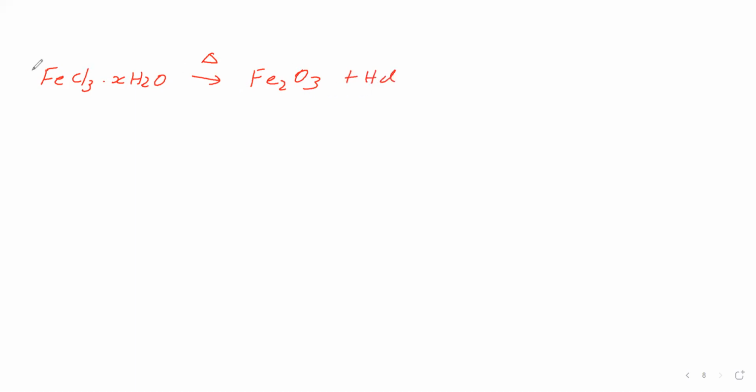Now let us balance. Fe is 2, Cl is 6, and hydrogen is 6. Therefore we have to see how many water molecules are there, and based on that we can balance the rest.